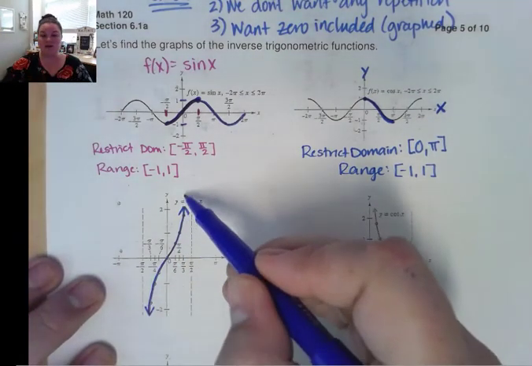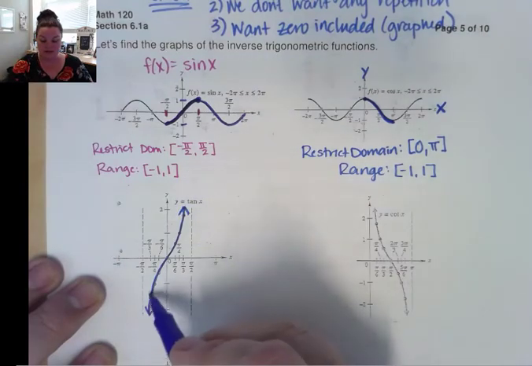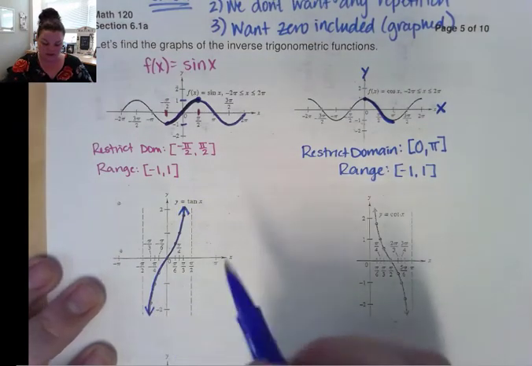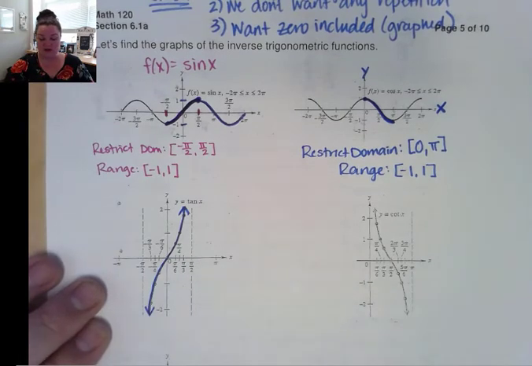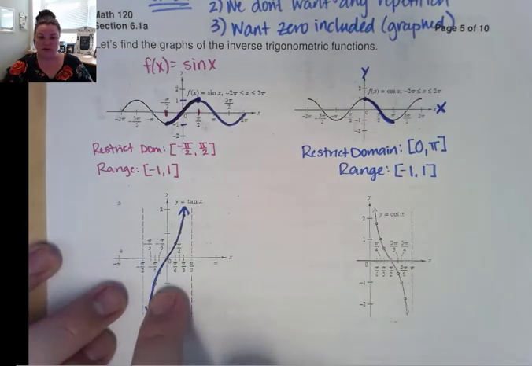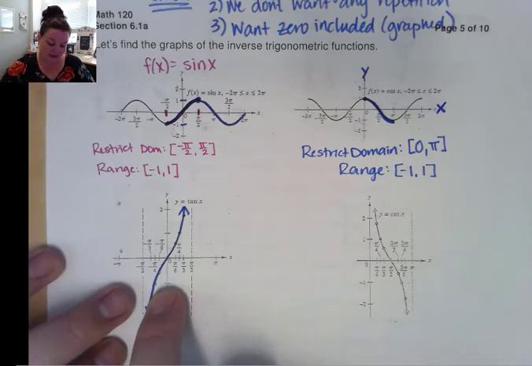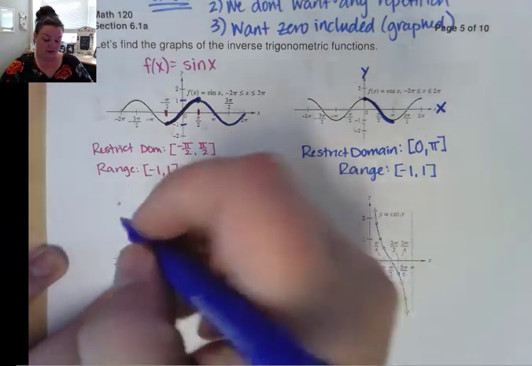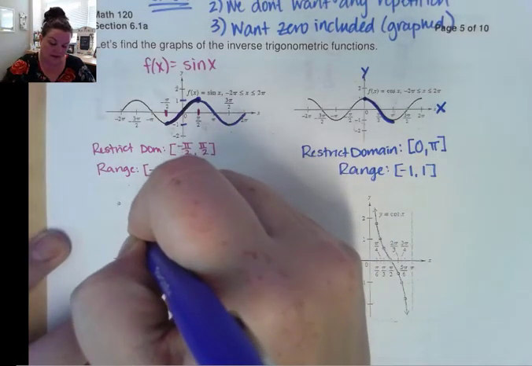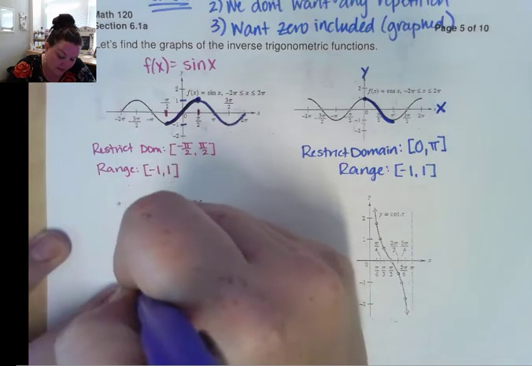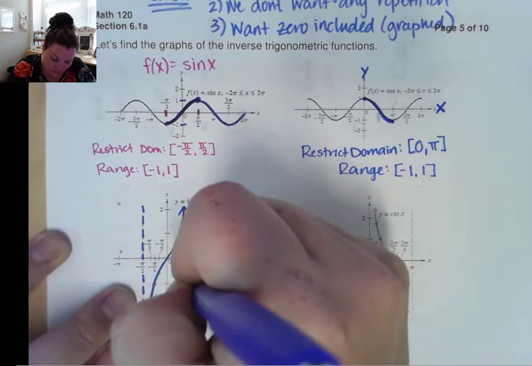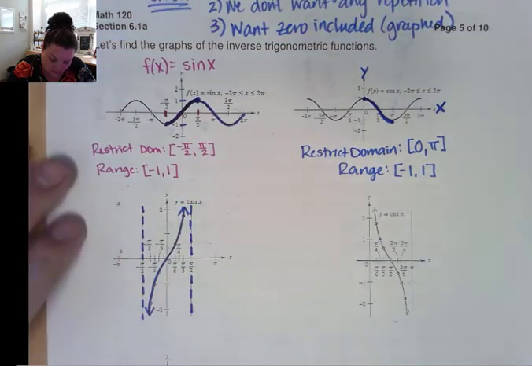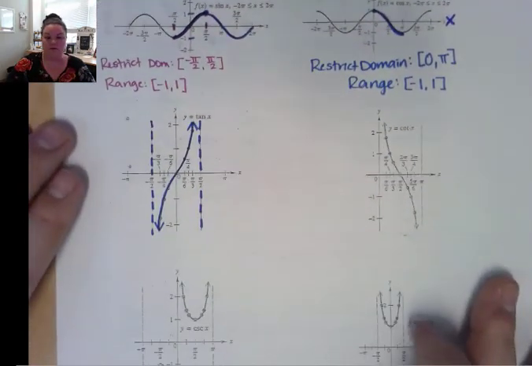Because none of those y values are ever going to repeat. These are going to keep giving me bigger y values. These are going to keep giving me smaller y values. And I just have to make sure I don't repeat any cycles, okay? So I want to take this, but I also want to make sure that I include my asymptotes here, okay? Because that is very important that I include those asymptotes, okay?